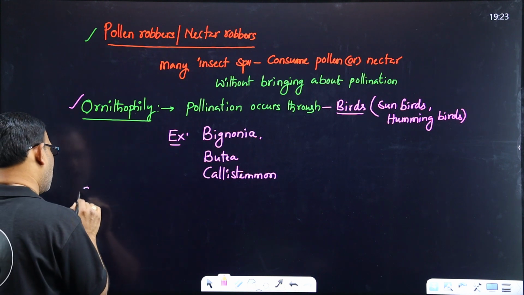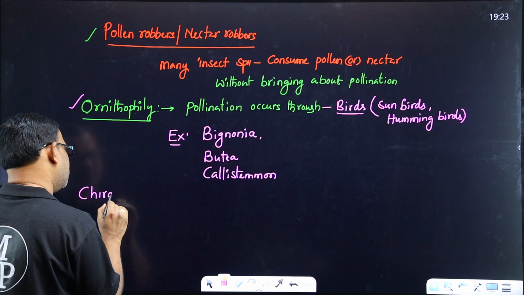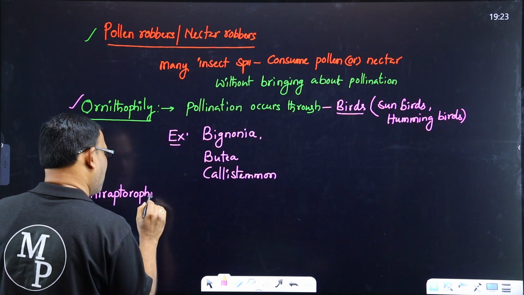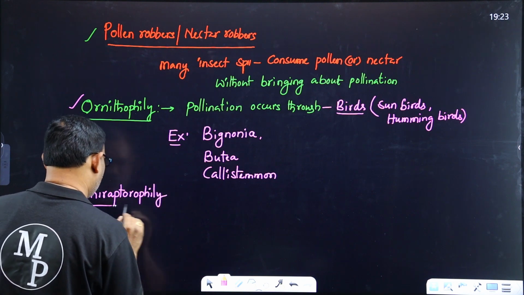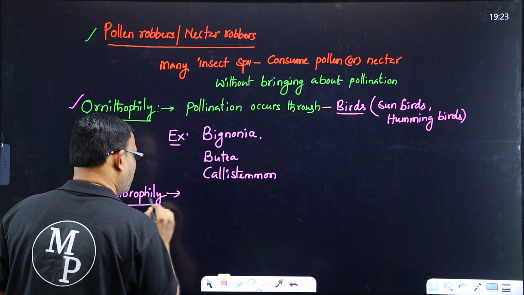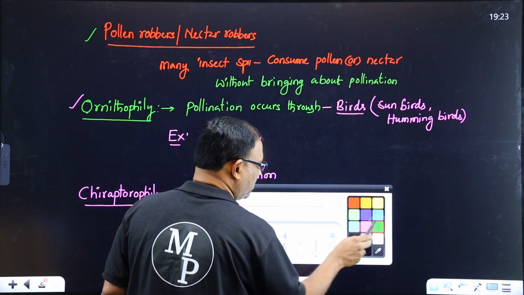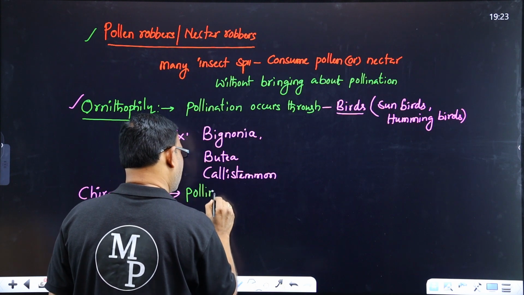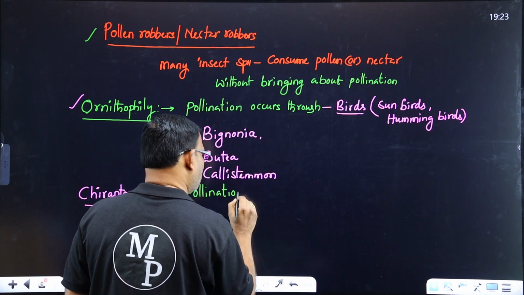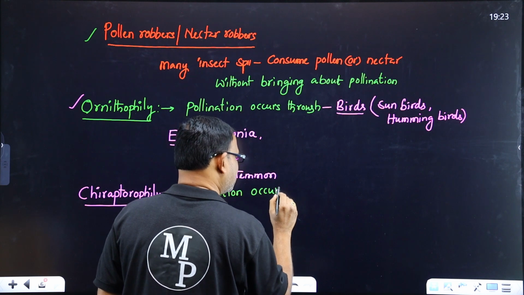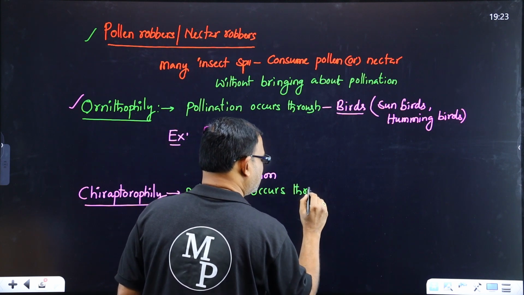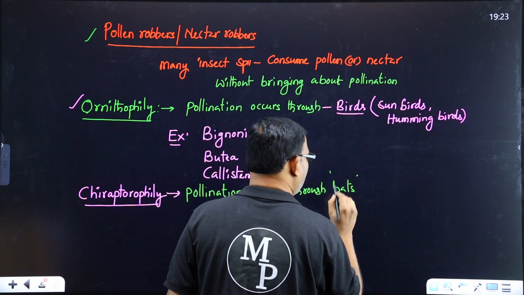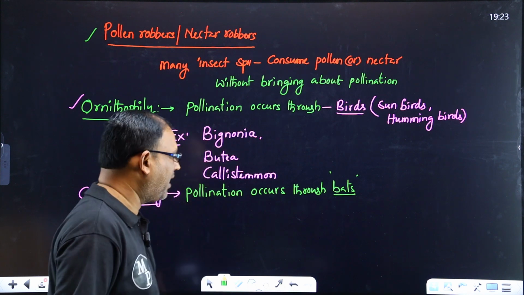Next is chiropterophily. Chiropterophily means pollination occurs through bats.